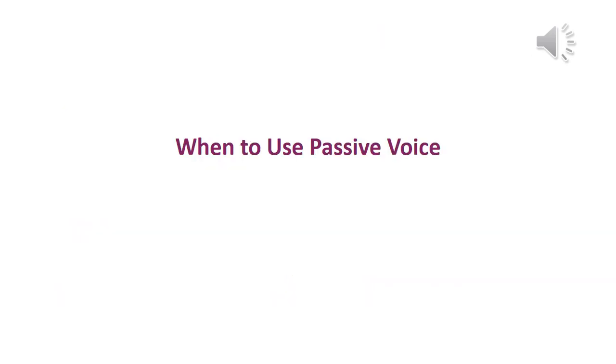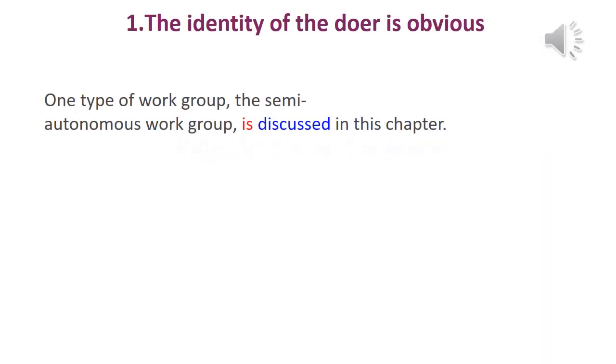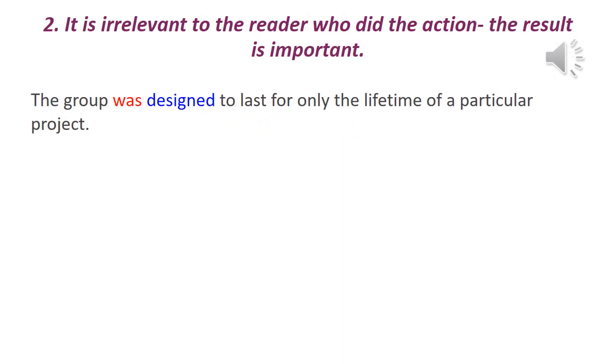So when do we use the passive voice? We use the passive voice when the identity of the doer is obvious. One type of work group, the semi-autonomous work group, is discussed in this chapter. We also use the passive voice when it is irrelevant to the reader who did the action. It is the result that is important. The group was designed to last for only the lifetime of a particular project.